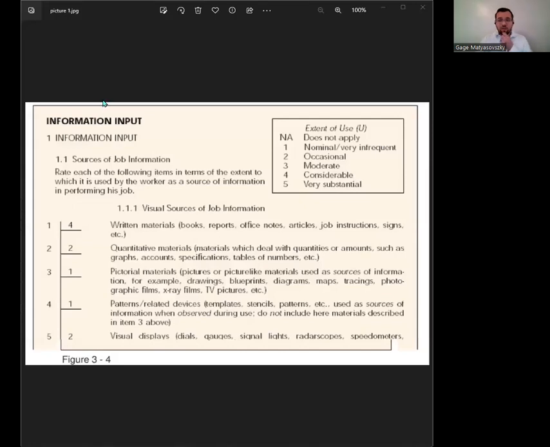Here's an example of what a survey might look like that's trying to get some information about the frequency that employees use certain types of information. For this job, I think it's a design or engineering job. I'm not really sure. The important part is they give you some sort of rating scale and ask you how often does the employee use, say, written materials, books, notes, articles, as opposed to pictorial materials like pictures and drawings and blueprints and diagrams. So that's one example.